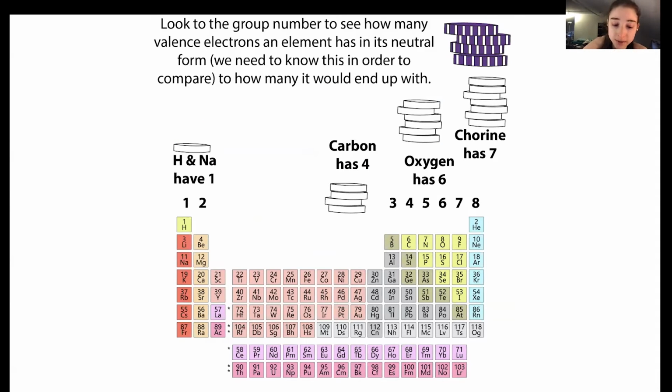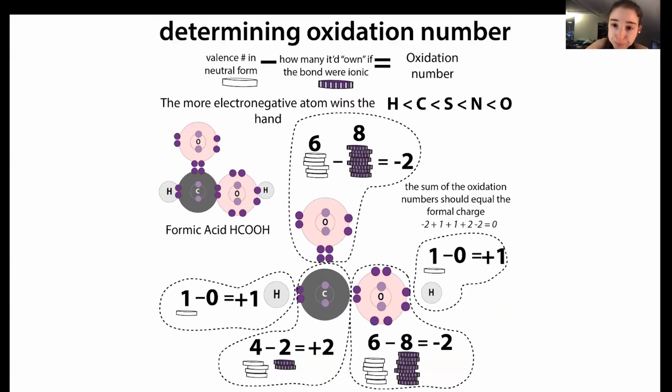You can think of those electrons as being like poker chips that an atom can come into a reaction with. If we want to determine the oxidation number, we can determine it for every atom in a molecule. You have the valence number in its neutral form, which I'm going to represent with these white chips. Then how many it would own if the bond were ionic? Remember, this is our oxidation.